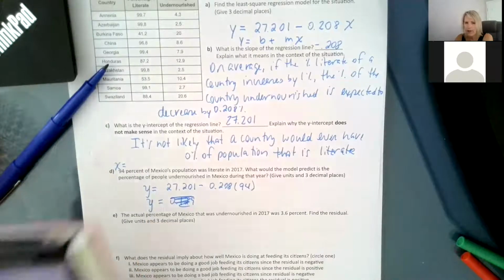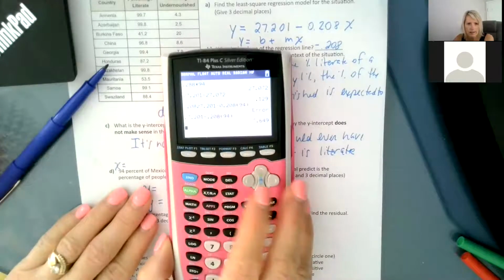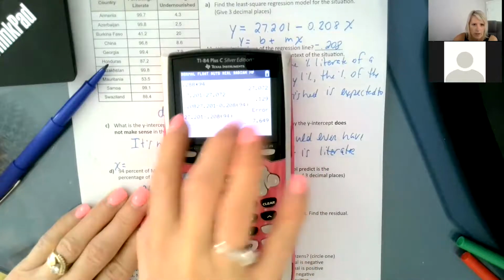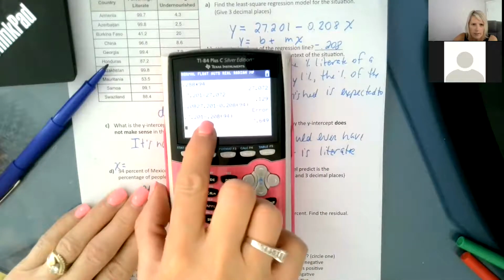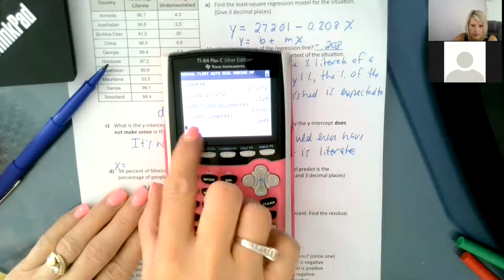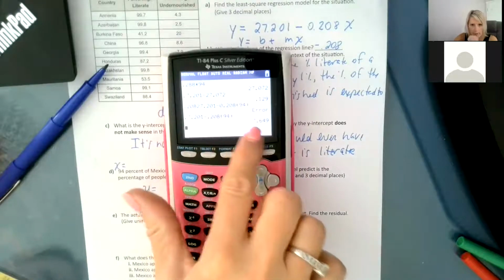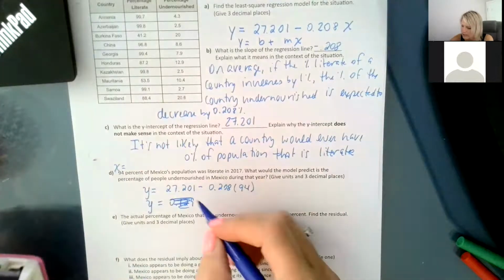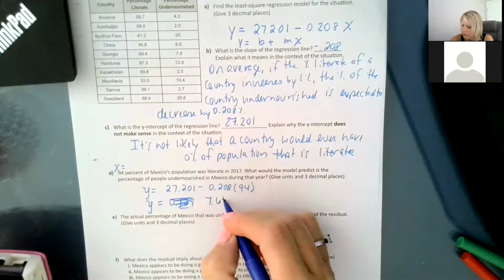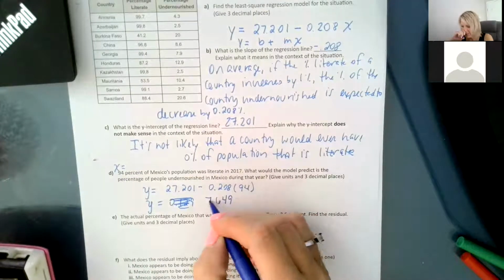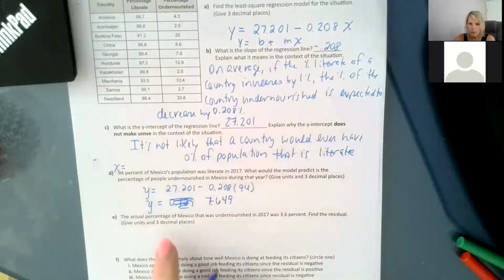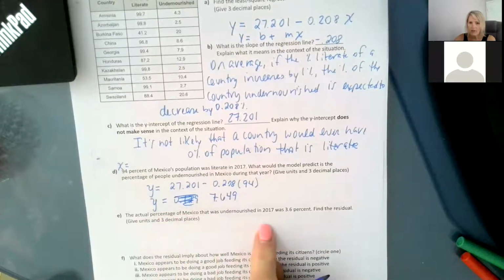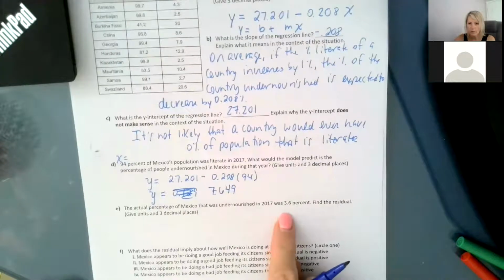Okay, I had a digit that was not correct in my calculator. So 27.201 minus 0.208 times 94, just as it's written on my paper, should be 7.649. I had a digit incorrect. The actual percentage for Mexico that was undernourished in 2017 was 3.6.